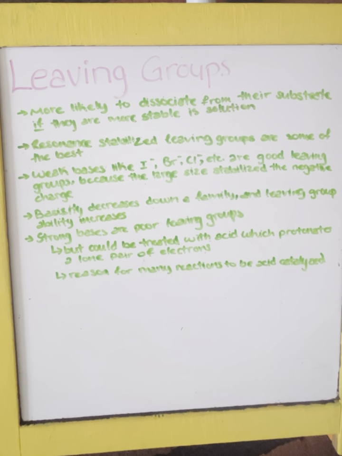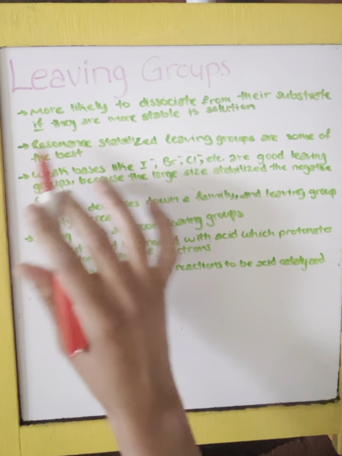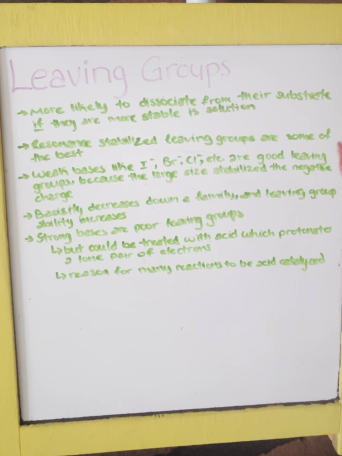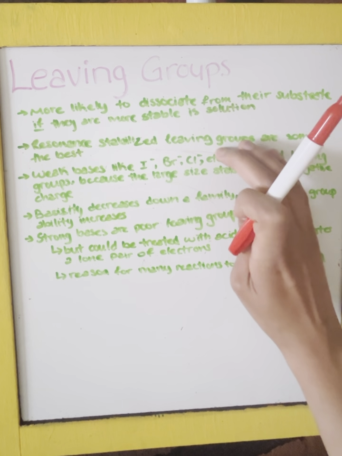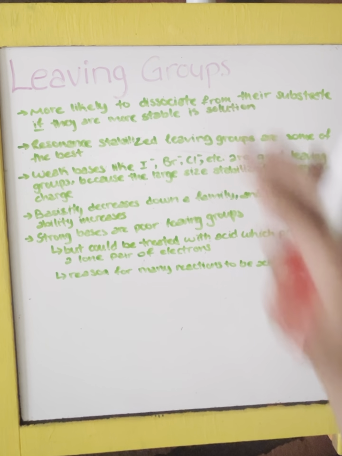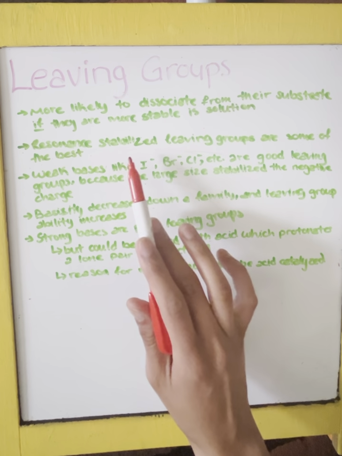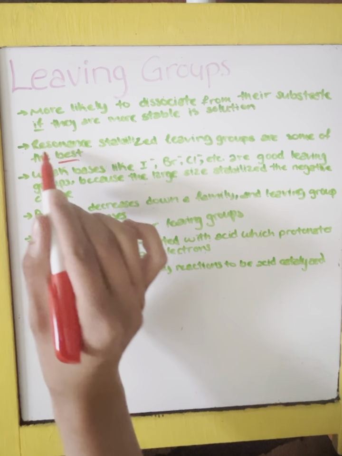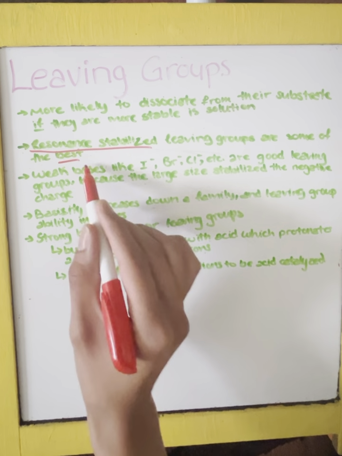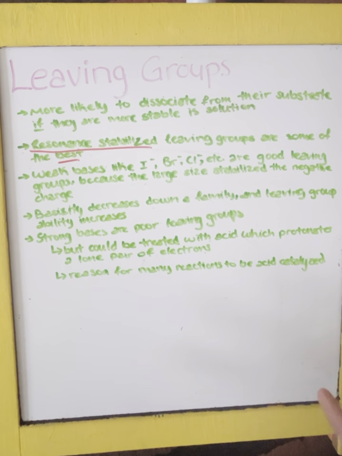So, leaving groups. We're going to be talking about leaving groups, and they are more likely to dissociate from their substrate if they are more stable in solution. Now, how do we know which ones are more stable in solution, so which is the more powerful leaving group? Resonance stabilized leaving groups are some of the best. So we should remember resonance stabilized being the best, or some of the best, because they're stabilized.